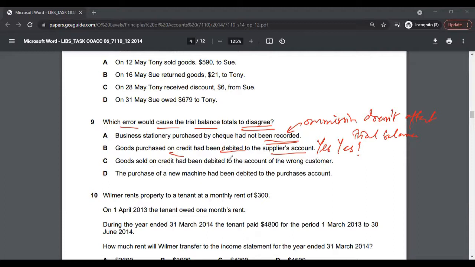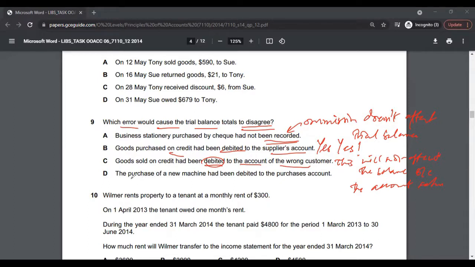Option C: Goods sold on credit had been debited to the account of the wrong customer. This will not affect the balance because the account nature is the same. It's the wrong customer, but it's still debit nature. So this will not affect the balance of the trial balance. The trial balance will still balance even if this error occurs.